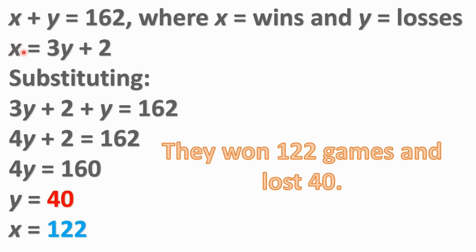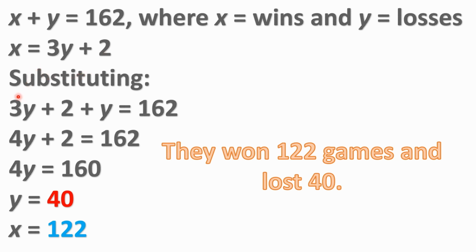Well, 3y would be three times the number of games that they lost, and we said they won two more games than that number. So x, the number of wins, equals three times the losses, 3y, plus another extra two games. x equals 3y plus 2. So now we can do some substitution here.